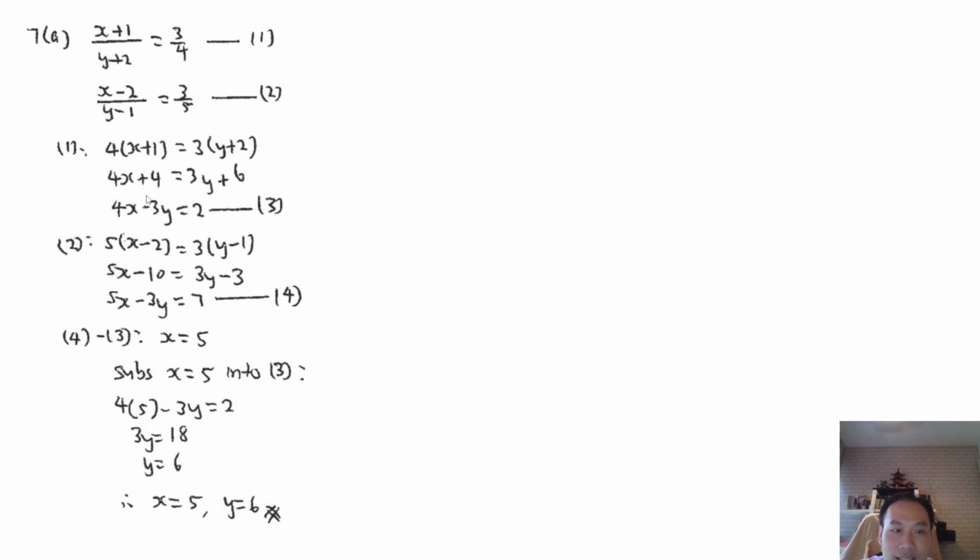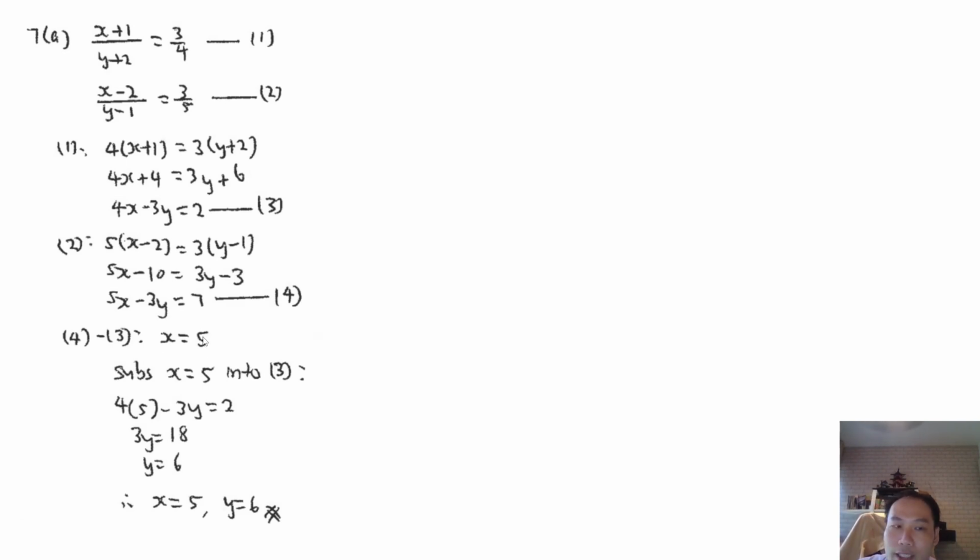After this, we observe equation 3 and equation 4, and we can see that the coefficient of y is the same. Both the coefficients are negative 3. Therefore, we can just take either equation 3 minus equation 4 or equation 4 minus equation 3. It doesn't matter. You will get the same solution if you do it properly, right? So in this case, we take equation 4 minus equation 3. So we have 5x minus 4x, we have x. The negative 3y is eliminated. And then 7 minus 2 gives us 5. So we have the solution for x, right?